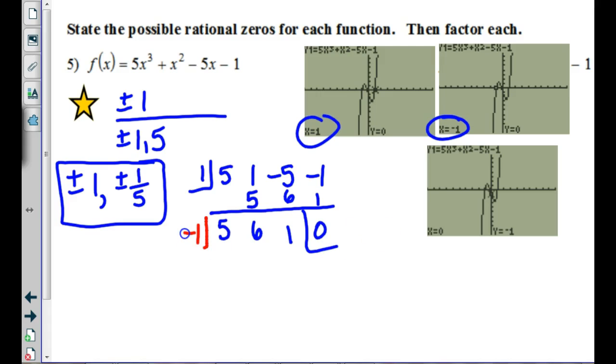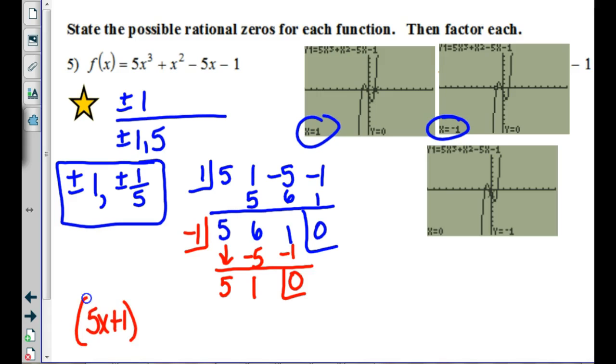Does it matter what order I do those in? No. Your work will look different, but you get the same thing after you've done both of them, as long as you do them successively. Okay, bring down this 5, multiply, add, multiply. So what is my final factored answer? 5x plus 1, x plus 1, and x minus 1, because those were my zeros that worked.